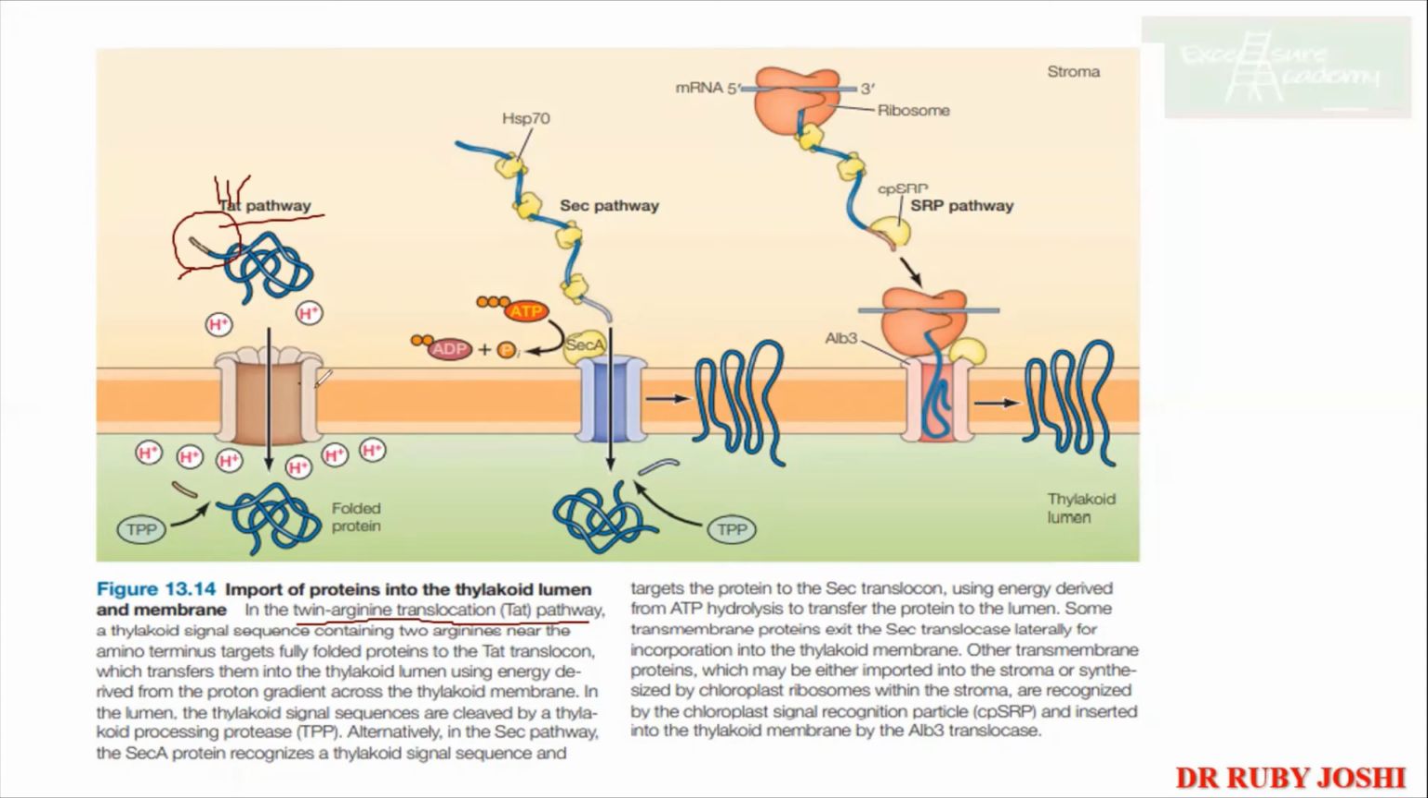Now what is happening in the TAT pathway is that this twin arginine will be recognized and brought to your TAT translocon. This is your TAT translocon, and now this will be taken inside. Now what do we see here additional? It is also resulting in the proton gradient. So along with the protein, the H plus are also going inside, right?